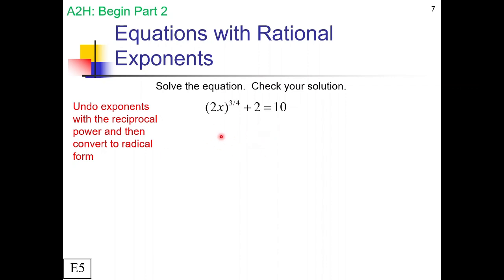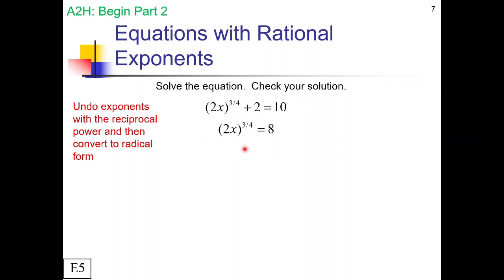All right, so I am going to go with my own advice here. I'm going to isolate my exponential part here first by subtracting this 2. So that's 8 over there. And to get rid of the 3/4 power, I'm going to raise both sides to the 4/3 power.